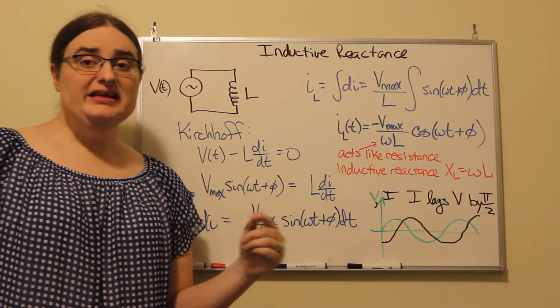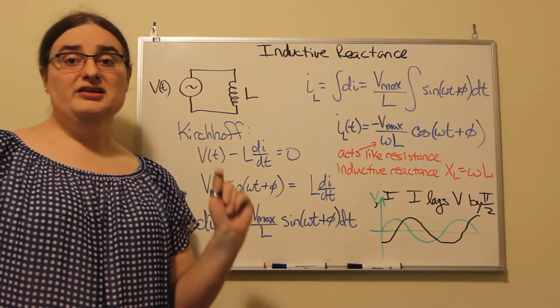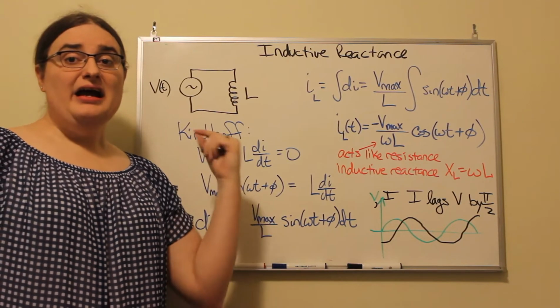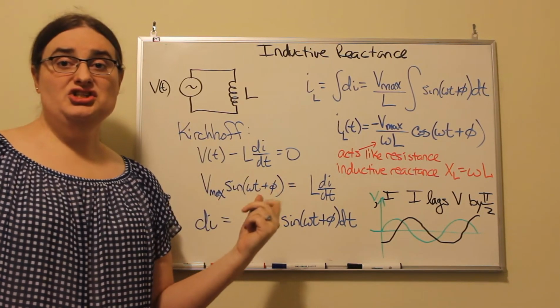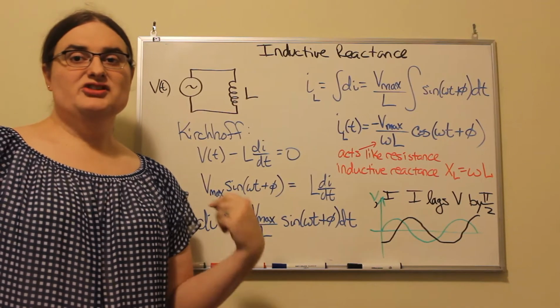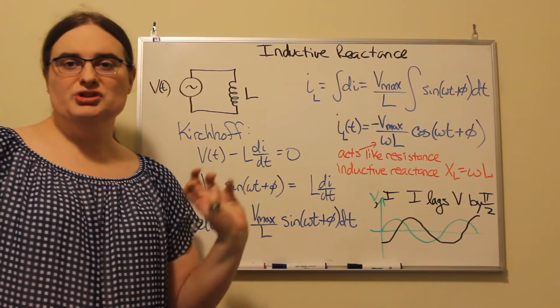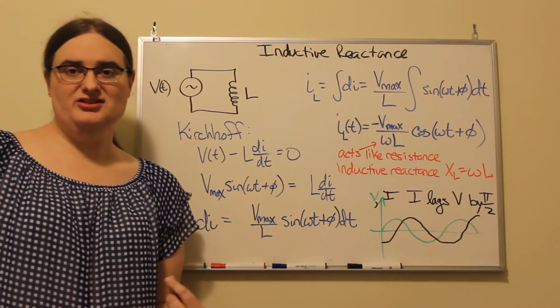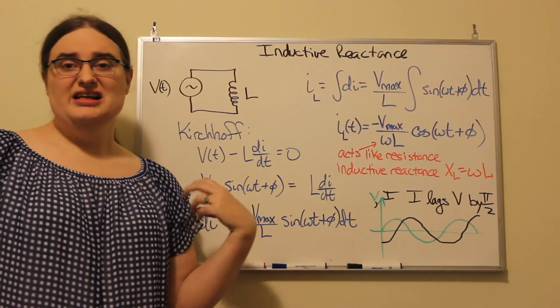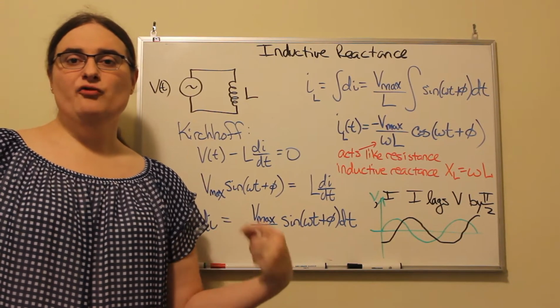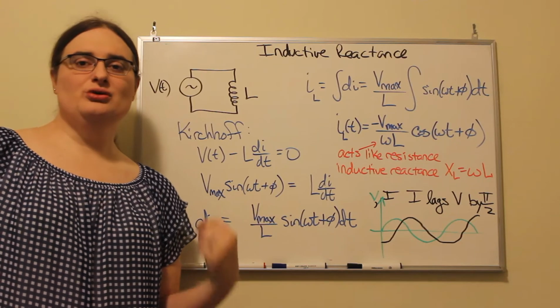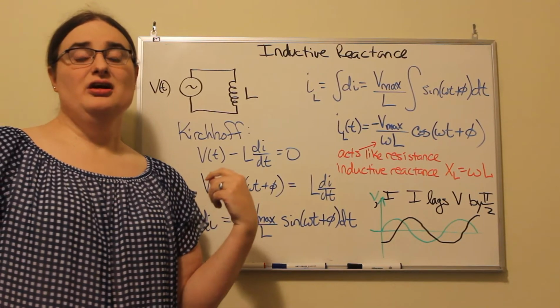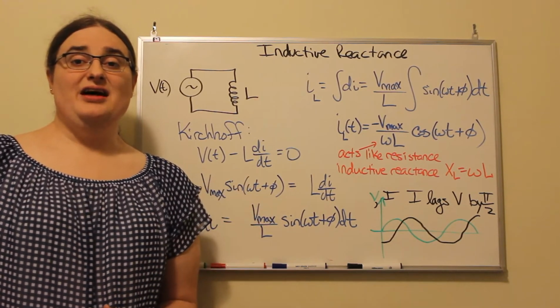So the idea of inductive reactance is as a current changes through an inductor, there's a self-inductance that's responding inside that inductor, which is limiting the ability for that potential difference to have a current move through that inductor.